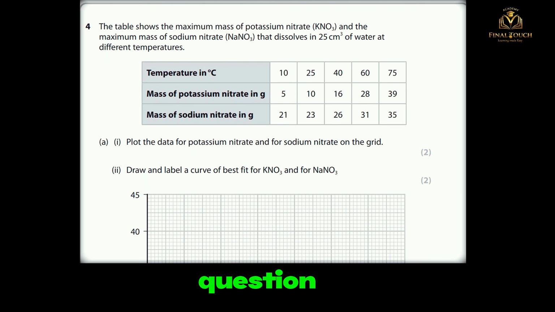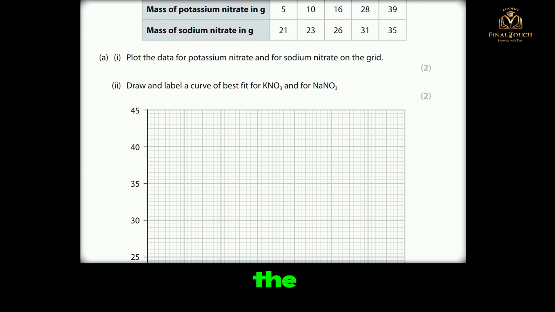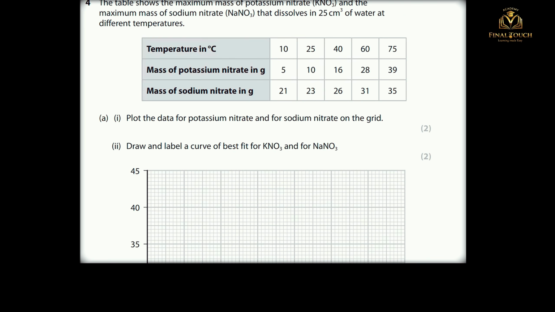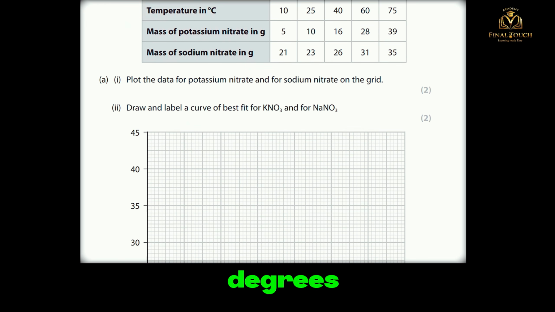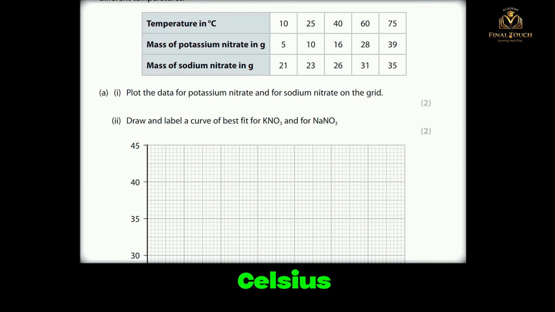Moving on to the fourth question, the table shows the maximum mass of potassium nitrate and the maximum mass of sodium nitrate that dissolves in 25 cm cube of water at different temperatures. Plot the data for potassium nitrate and for sodium nitrate on the grid. So we have to draw this curve. So if we look at the values, we will get this curve. So let's point out the points we have on the graph at 10 degrees Celsius.